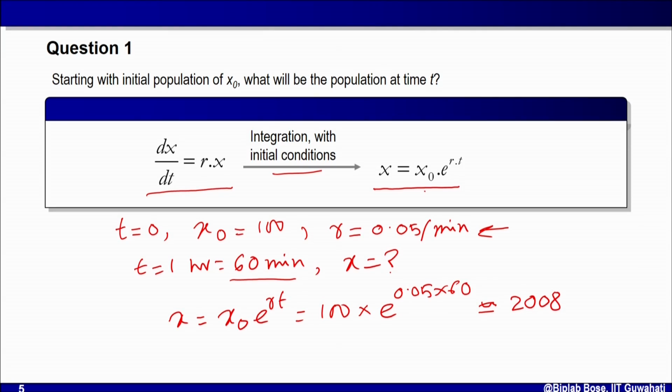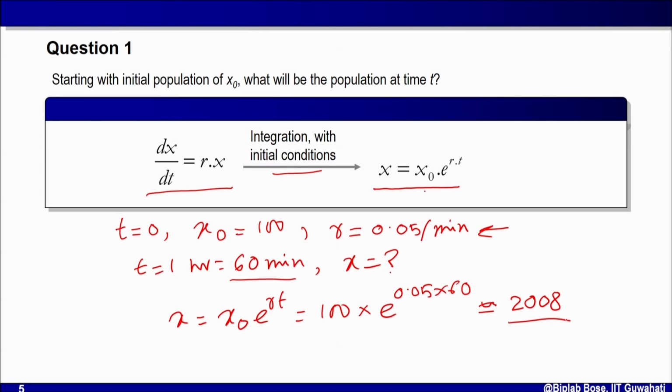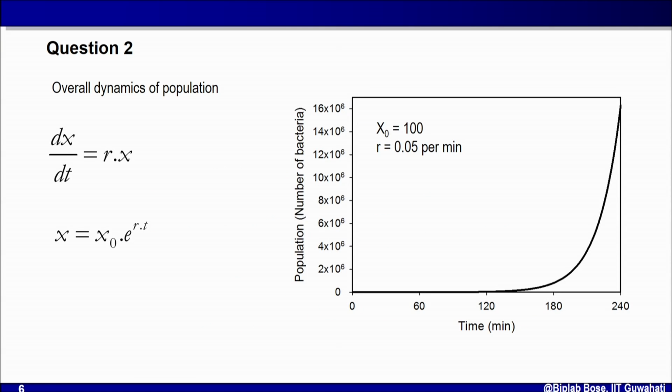So that means my mathematical model is saying that if I inoculate 100 bacteria and if the growth rate constant is 0.05 per minute, after 1 hour I will get 2008 bacteria. So this is a specific question and specific answer. But suppose I want to get a generalized dynamics, understand the general dynamics of the bacteria. How will I approach it?